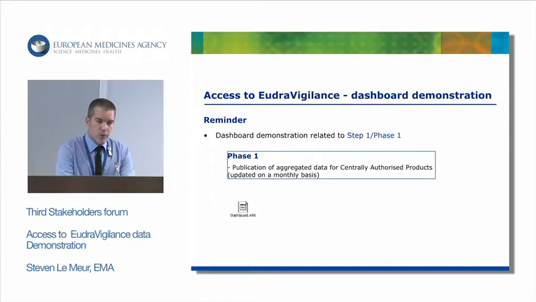Now we get to the point where I'm going to show you the dashboard demonstration. I'm going to show you the report part of step 1, phase 1, which is the publication of aggregated data for centrally authorized products that will be freely available on a website. For this, I will need to have the mouse, if it's possible. So if you excuse me.